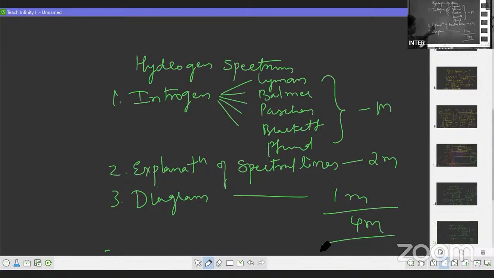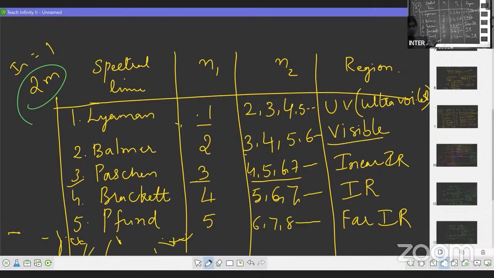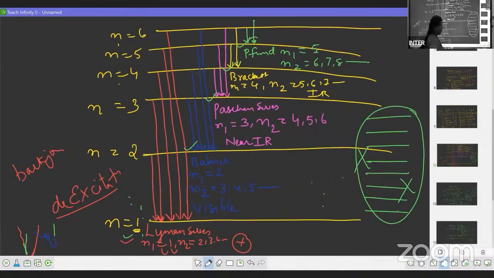The next is the explanation. You can explain each spectral line, or you can write a table. This table also you can write. So you had better go to this diagram.